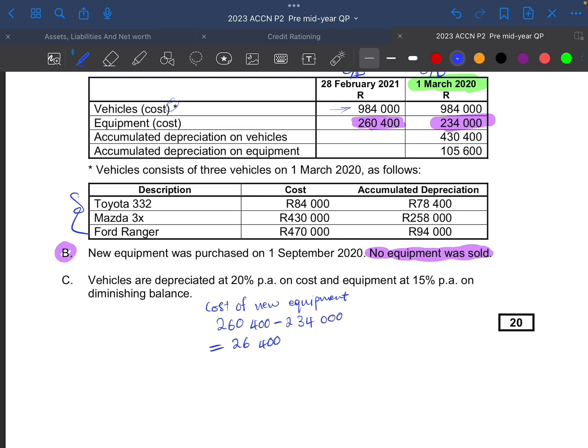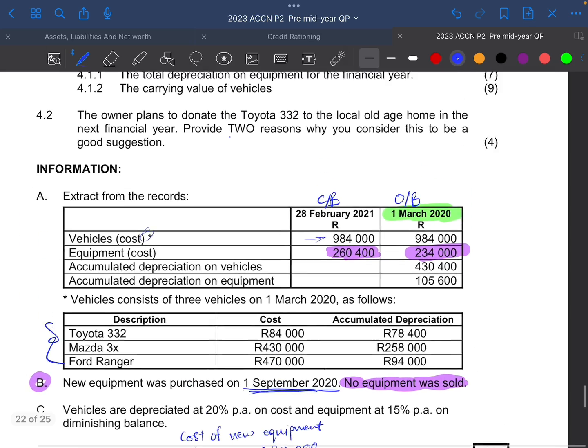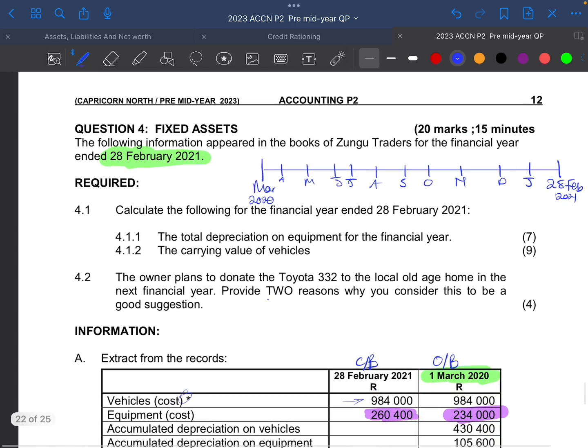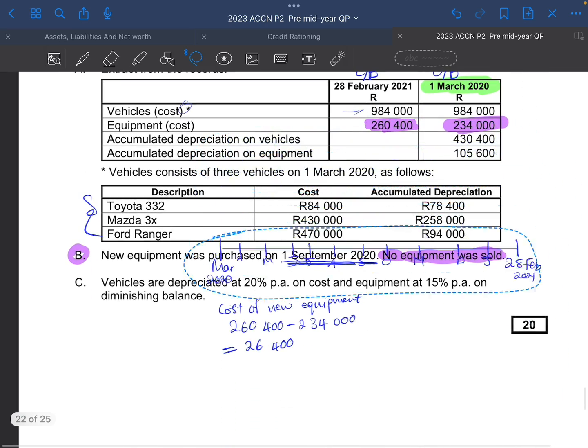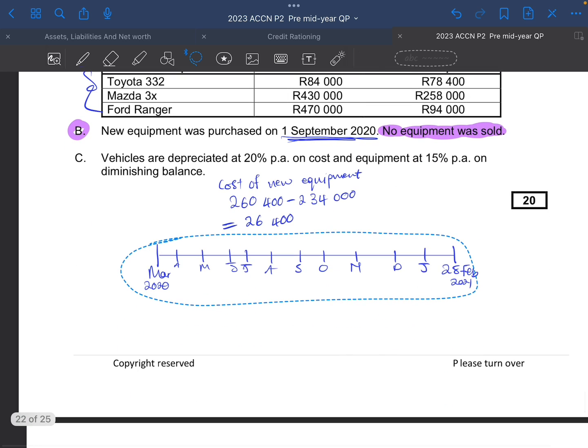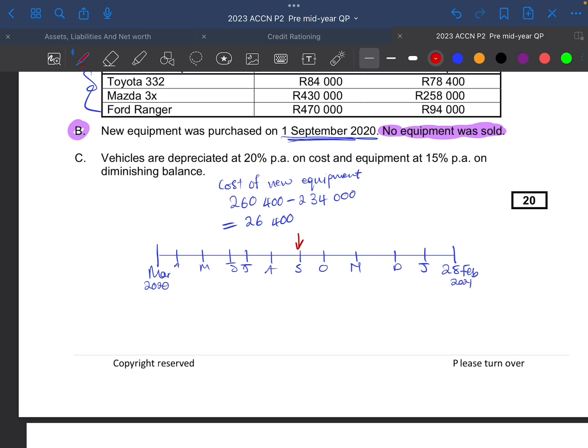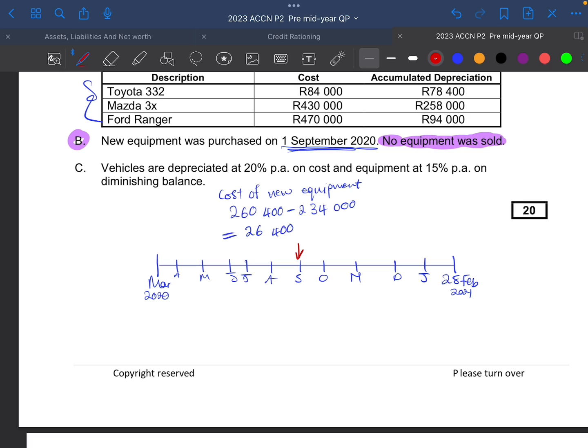Now we move on to calculating the depreciation. When was it bought? It was bought on the 1st of September 2020. I think it will be much better if we move our timeline closer to our adjustments, so we can refer to it as we work. Okay, there it is. Now it was bought on the 1st of September, which is here. As it was bought on the 1st of September, we are also going to count September. So it's 1, 2, 3, 4, 5, 6. So that's six months of use.